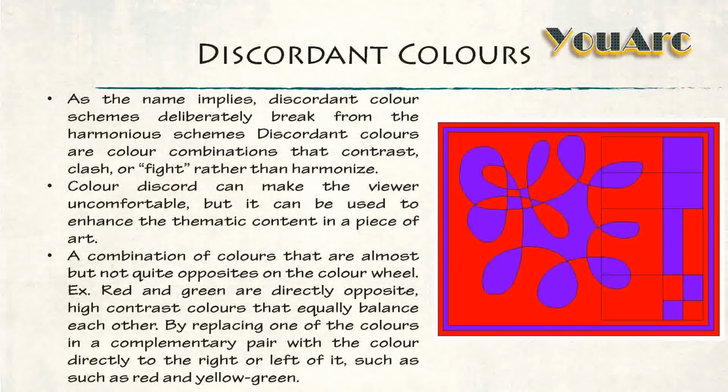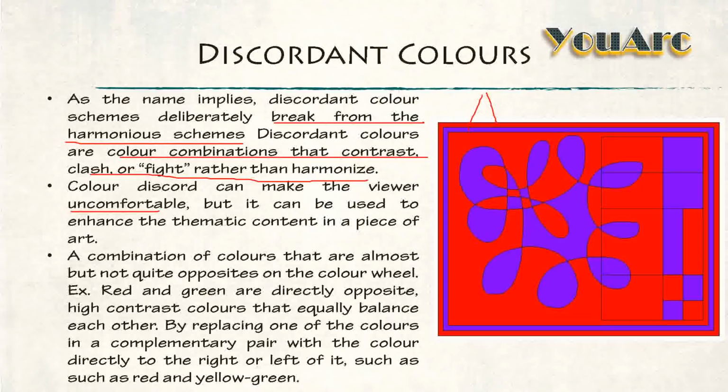So what is discordant color? Discordant color, as the name implies, deliberately breaks from the harmonious schemes. These color schemes have color combinations that contrast, clash, and fight rather than harmonize. If you see these two colors, they have no harmony between them. They are clashing or fighting with each other. This can make viewers uncomfortable, but sometimes it helps enhance the thematic content in a piece of art. It can act positive as well as negative.